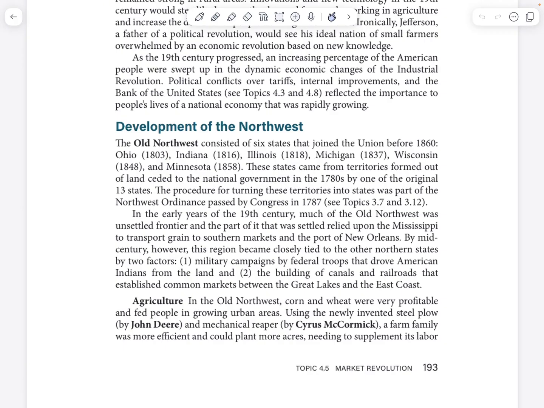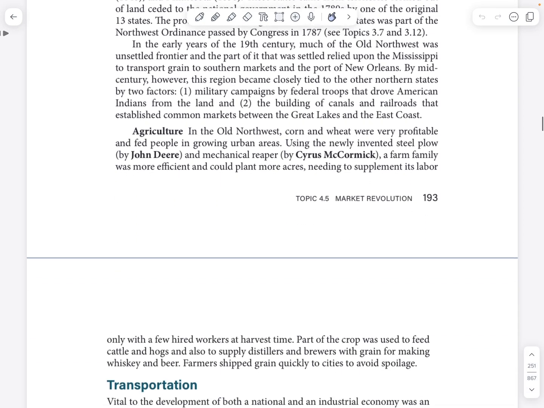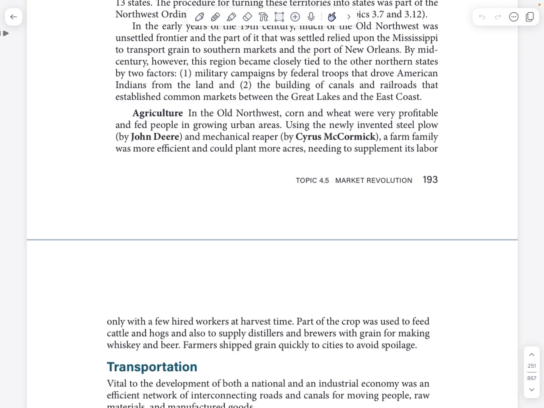Agriculture. In the Old Northwest, corn and wheat were very profitable and fed people in growing urban areas. Using the newly invented steel plow by John Deere and mechanical reaper by Cyrus McCormick, a farm family was more efficient and could plant more acres, needing to supplement its labor only with a few hired workers at harvest time. Part of the crop was used to feed cattle and hogs, and also to supply distillers and brewers with grains for making whiskey and beer. Farmers shipped grain quickly to cities to avoid spoilage.